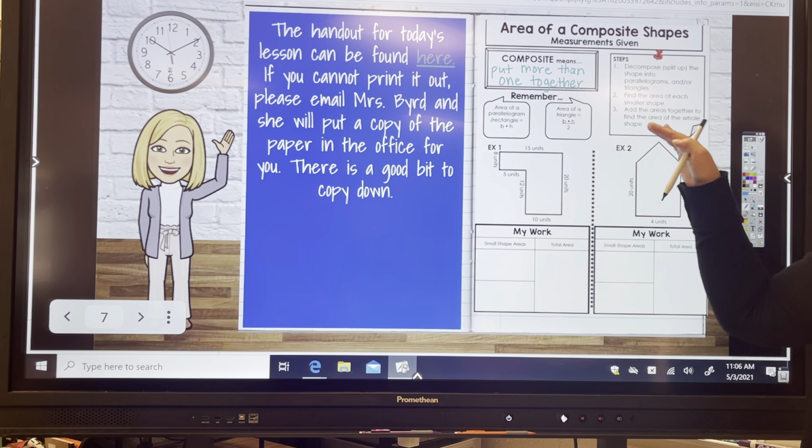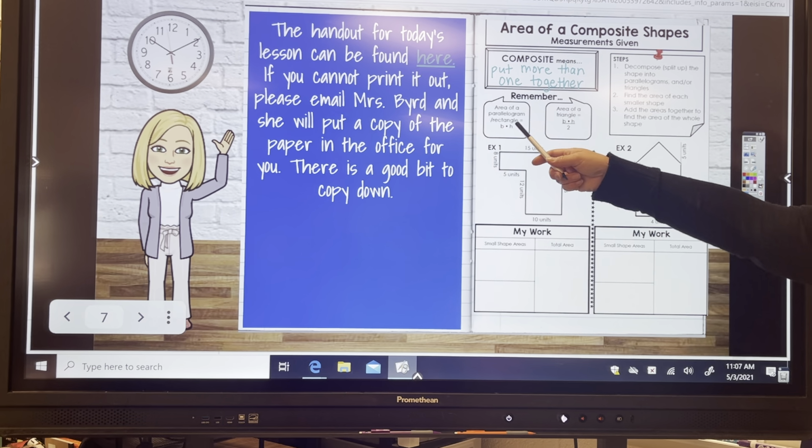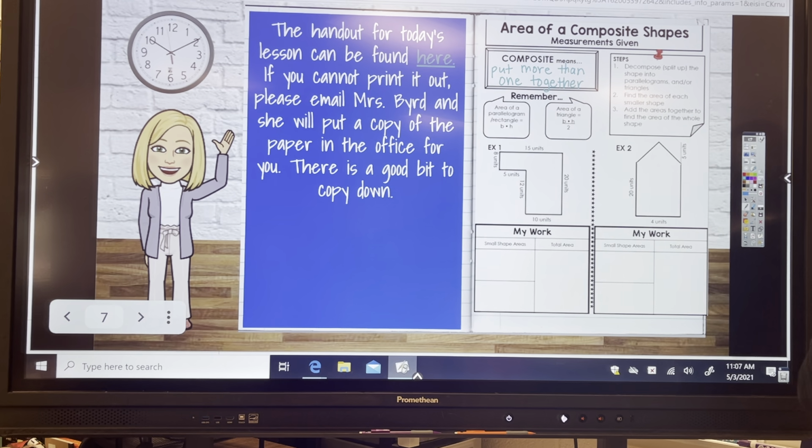Now, the steps are over here. We have to take the shape and split it up into parallelograms, rectangles, or rhombus, and we have triangles, okay? After we split it up, we're going to find the area of each of the smaller shapes. Then we're going to add them together, okay? So all we're doing is figuring out what shapes make up the funky shape, and then it's easy from there. We've done all of that area calculating before. I did give you right here these two formulas. I didn't black those out. I was tempted to, but I didn't.